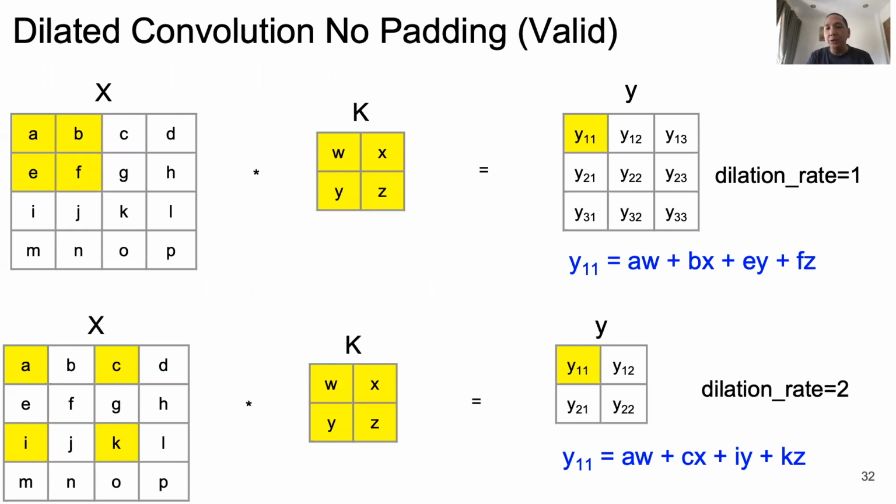In this slide, we show the comparison between dilated convolution and a regular convolution. The resulting feature map is smaller for dilation rate greater than 1. If we want to keep the size, we must use padding.